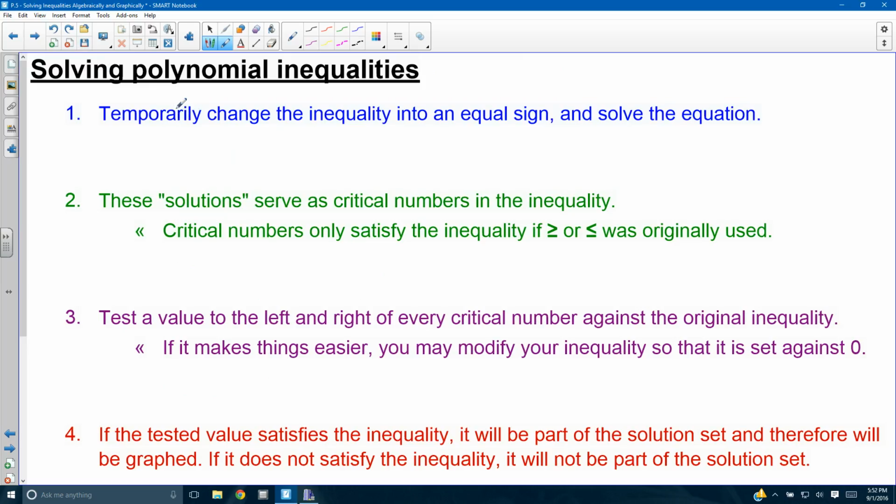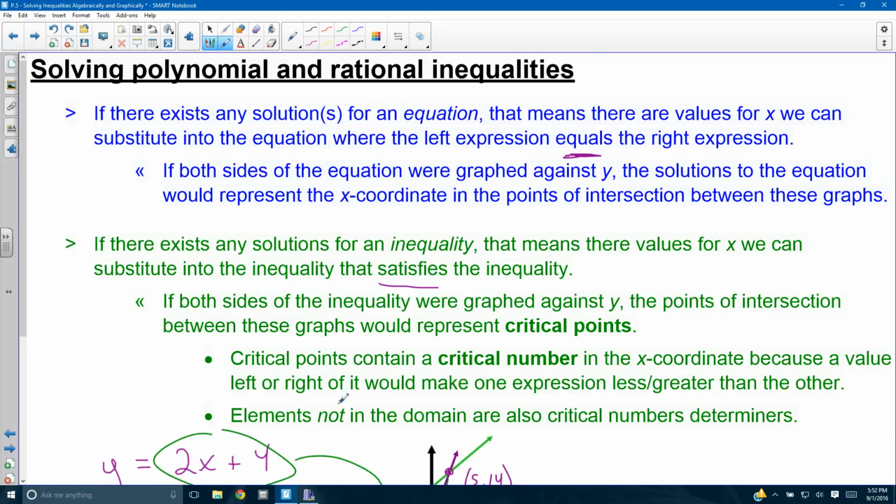Let's go ahead and start looking at the steps on how we're going to solve this. Then we're going to do 3 examples. This is for polynomial. And then we're going to do that same thing for rational. Now, they both kind of have the same steps. For rational, however, we're going to talk about the domain again.